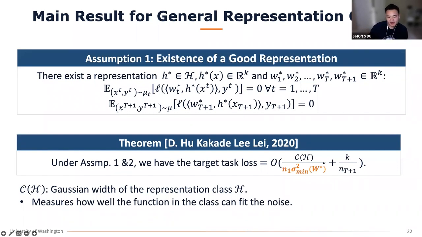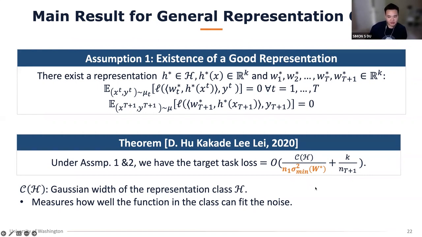And you can see here, you will compare with the naive case. Remember, for a general function, you will have NT plus one in the denominator, and in the numerator, you will have CH plus K. So again, this is in the benign case that this least singular value is very big, then you still have benefit from pre-training compared with standard supervised learning.